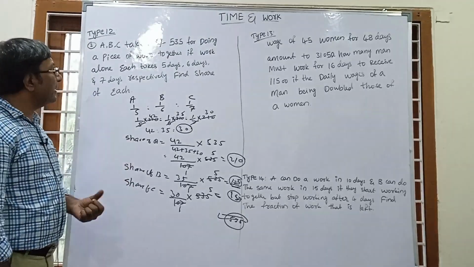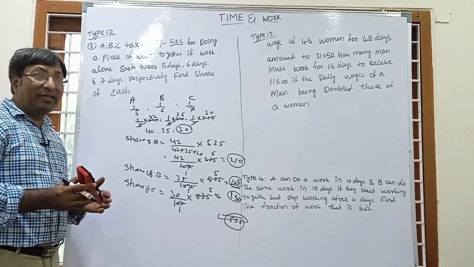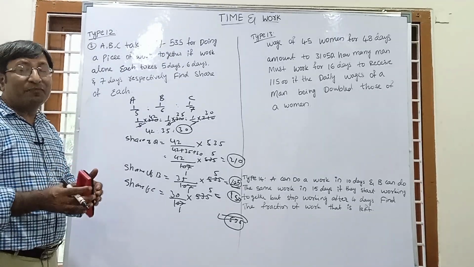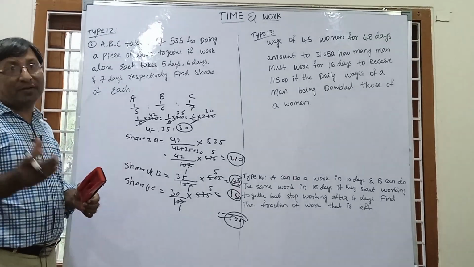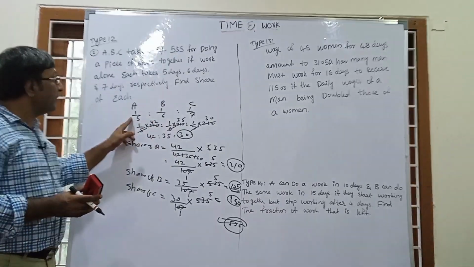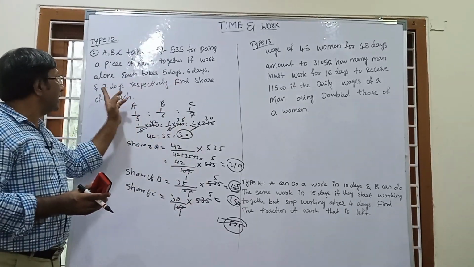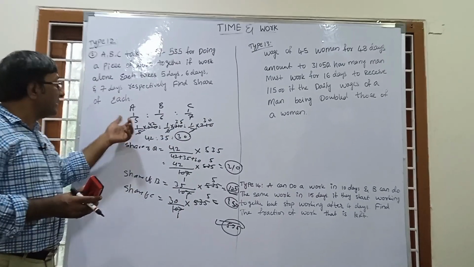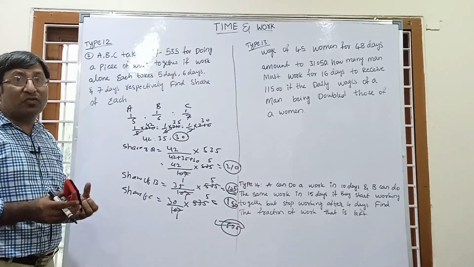So important quantitative, this is the model question. If there is any question where A, B, C together get some amount, now you have to find the share of each person. So the funda is: first you find the ratio of the work. A does the work in 5 days, so the work ratio of A is 1 by 5. B does the work in 6 days, so the ratio of B is 1 by 6. C does the same work in 7 days, so the ratio is 1 by 7. Now we have to find the simple ratio of these fractions.